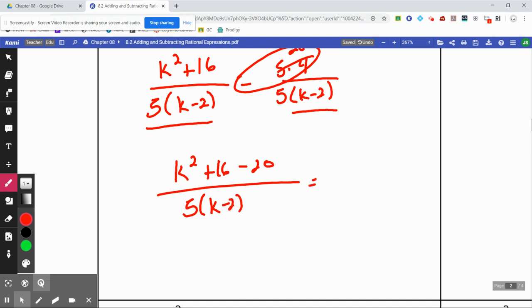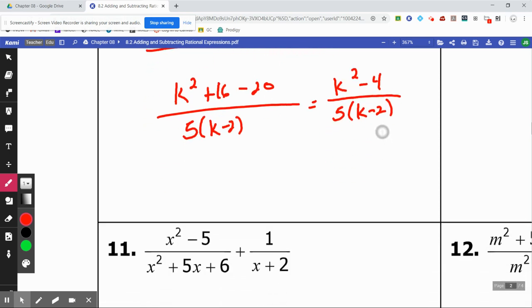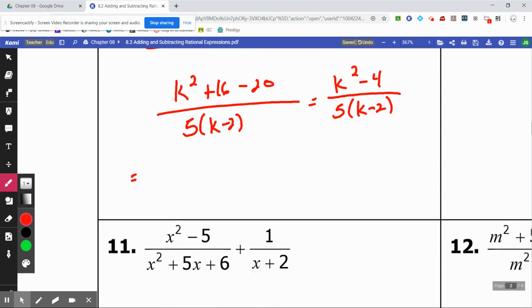Okay, on top, combine your like terms. You're left with k squared minus 4. On bottom again, you have 5 parentheses k minus 2. Always factor everything to see if anything cancels. Top, you have difference of squares. Difference of squares will always factor into conjugates.